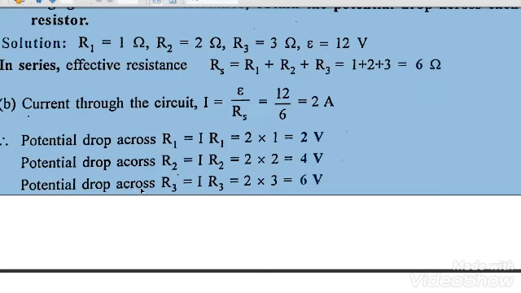In the same way, the potential drop across R3 is I R3, and I is found to be 2 and R3 is 3 ohms. Then 3 twos are 6 volts, right? Then if you have any doubts, you can calculate it through the total resistance also. The total effective resistance is 6 ohms and the current is 2 ampere, and the potential drop across each resistor is 2, 4, 6 volts, right?